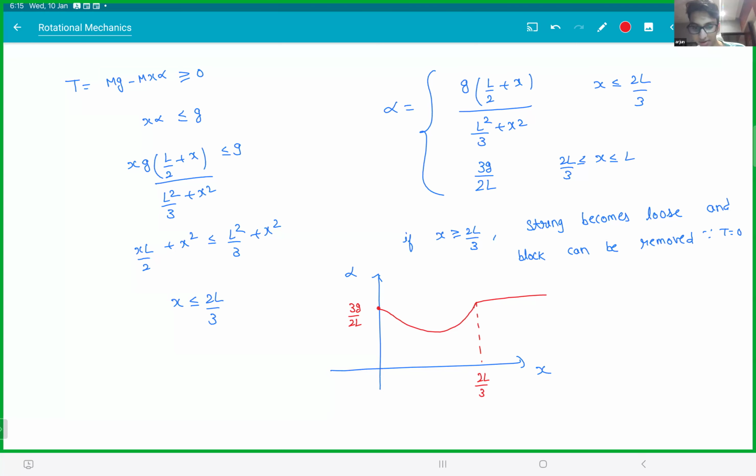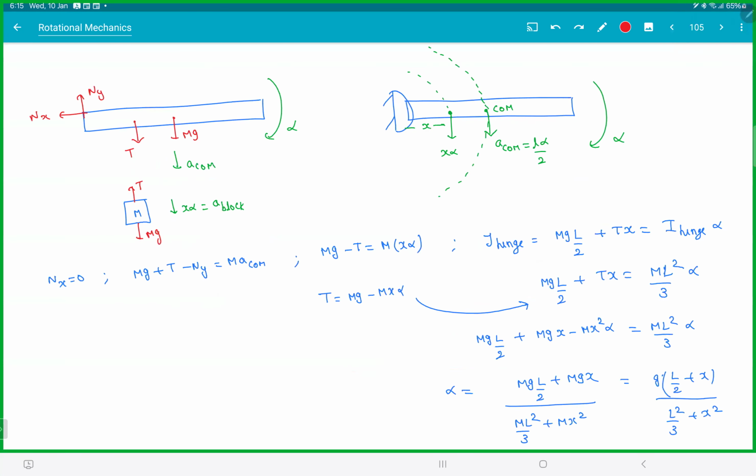Could you show the previous slide for just a second? There, this is what I was saying. Everything will come in one go: calculation of torque, free body diagram, no slipping conditions, acceleration correlation, equation solving.